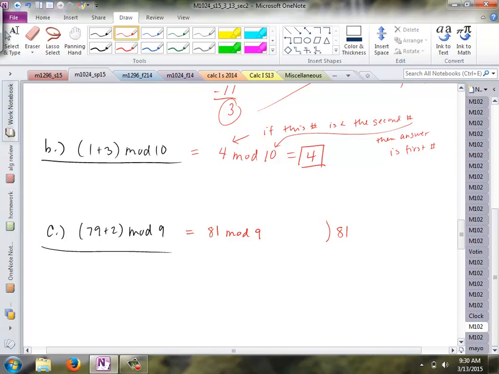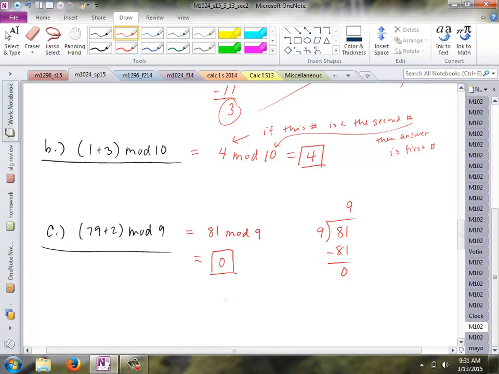So let's do that. How many times does 9 go into 81? 9. And what's the remainder? So what's the answer to 81 mod 9? 0. That's right. So that might seem kind of like a weird answer. Where is 0 in the cycle of 9? And so what that means, any guesses?